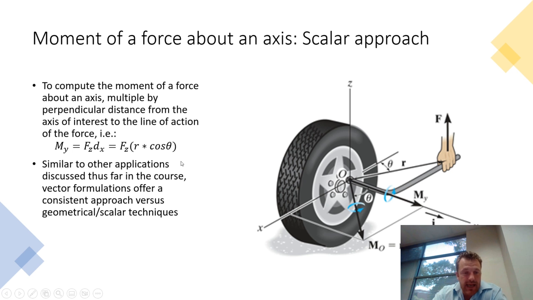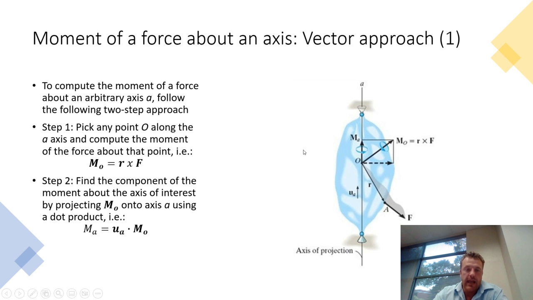So you can use what I would refer to as a scalar approach, as is described in your book. However, it's always going to be easier if you can just use a vector approach to address the problem. The way that you compute a moment about an axis is just like the way you compute a moment about a point. You take the axis of interest and pick any point, ideally the easiest one that will form a position vector that'll make your cross product easy, and then you compute the moment about that point.